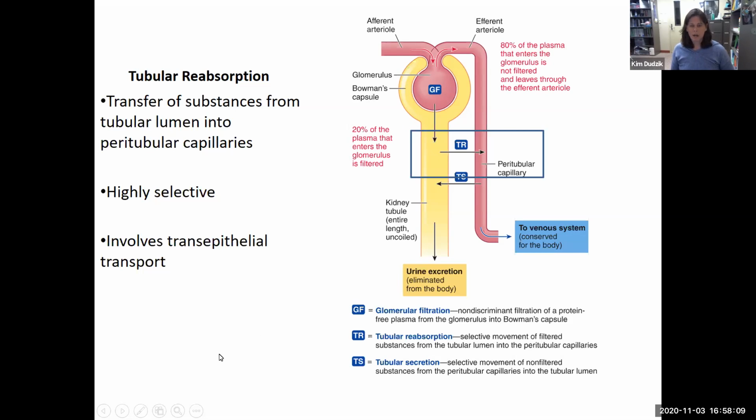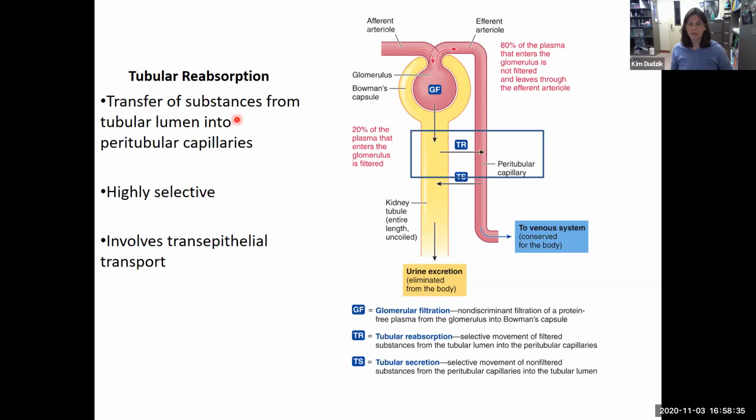If you recall, at the Bowman's capsule, we filter the blood from the glomerulus. So the fluid entering the Bowman's capsule now is called the filtrate. And we mentioned we don't really seem to have the ability to control what gets filtered. So we filter a lot of stuff we don't want to lose. That's where the process of reabsorption comes back in.